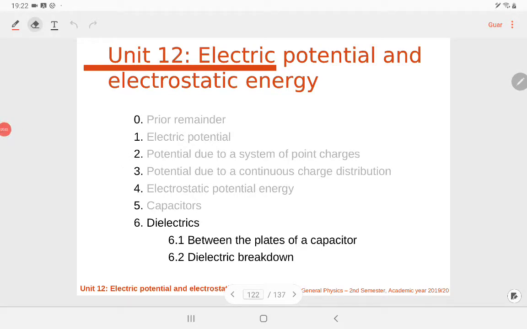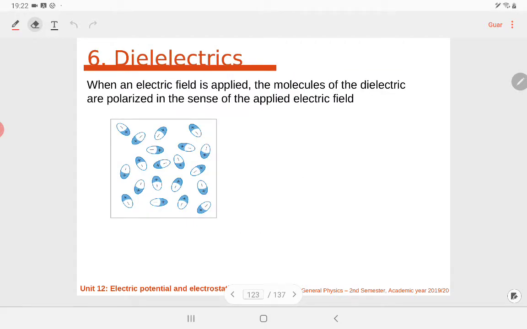In this video, we focus on dielectrics, mainly on their effects when we put them in between the plates of a parallel plate capacitor. Then we will briefly analyze what is the dielectric breakdown. So a dielectric is mainly a non-conductor material.